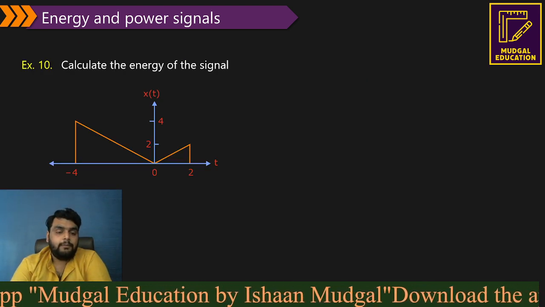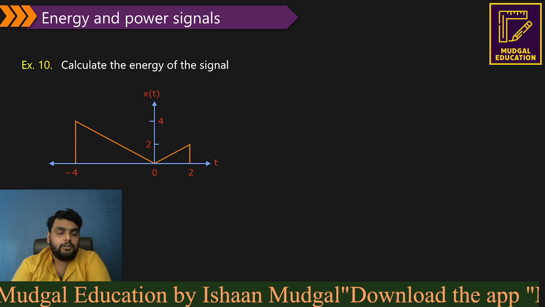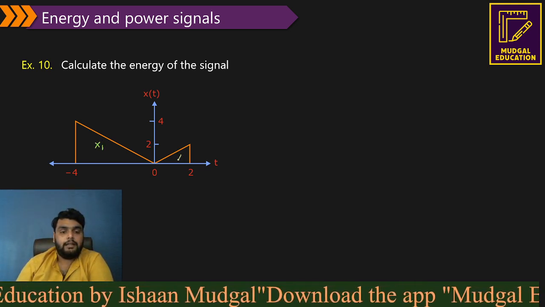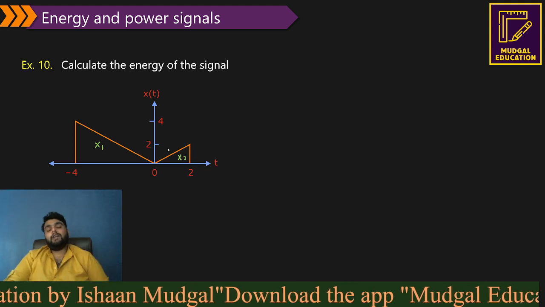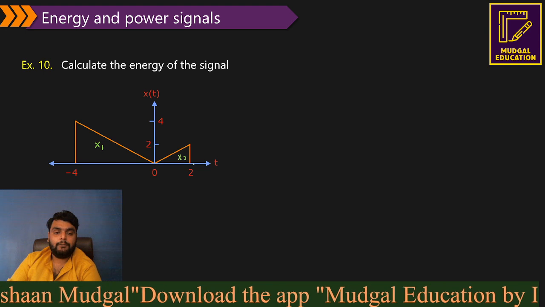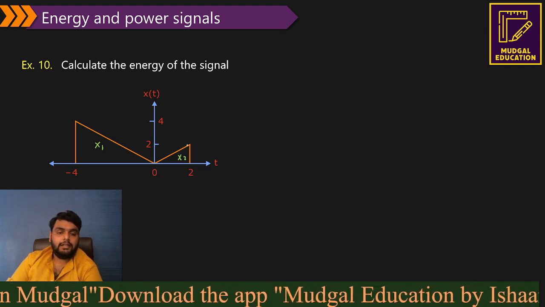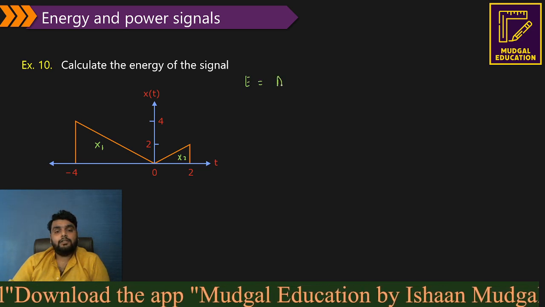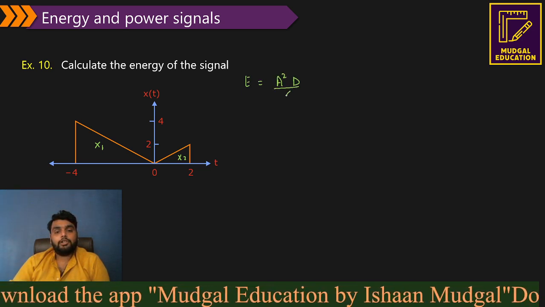Now the same case here, I need to find the energy of this signal. Simple. If I say this is x1, and this is x2, then I can find the energy easily. But one point you need to understand again, this is a right triangle. So for a right triangle, what is the energy? Energy is A square multiplied by duration divided by 6.